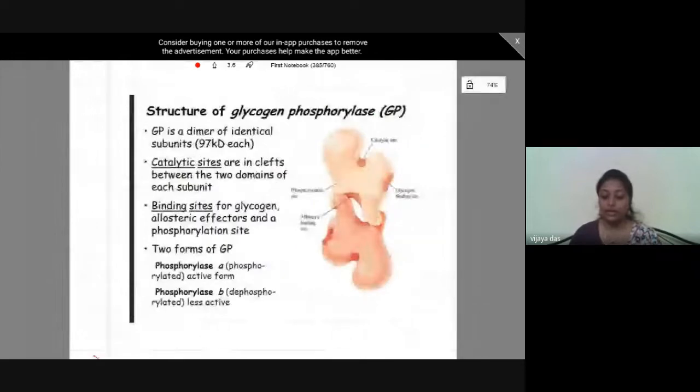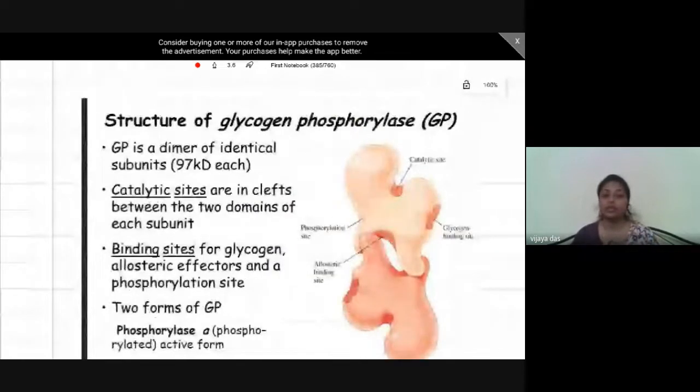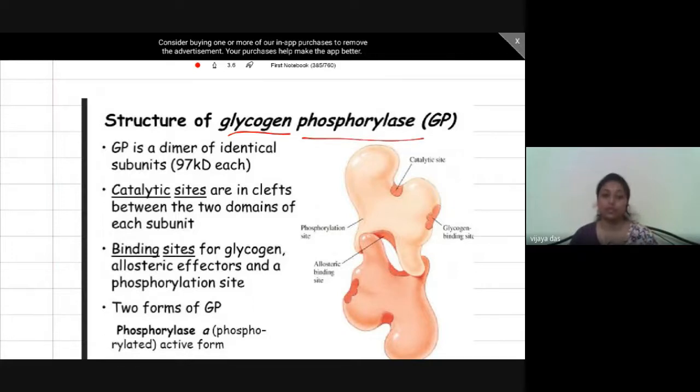So we need to remember that there are two major enzymes which we need to learn, that is glycogen synthase and glycogen phosphorylase. So let us see the function of this enzyme first, that is glycogen phosphorylase.